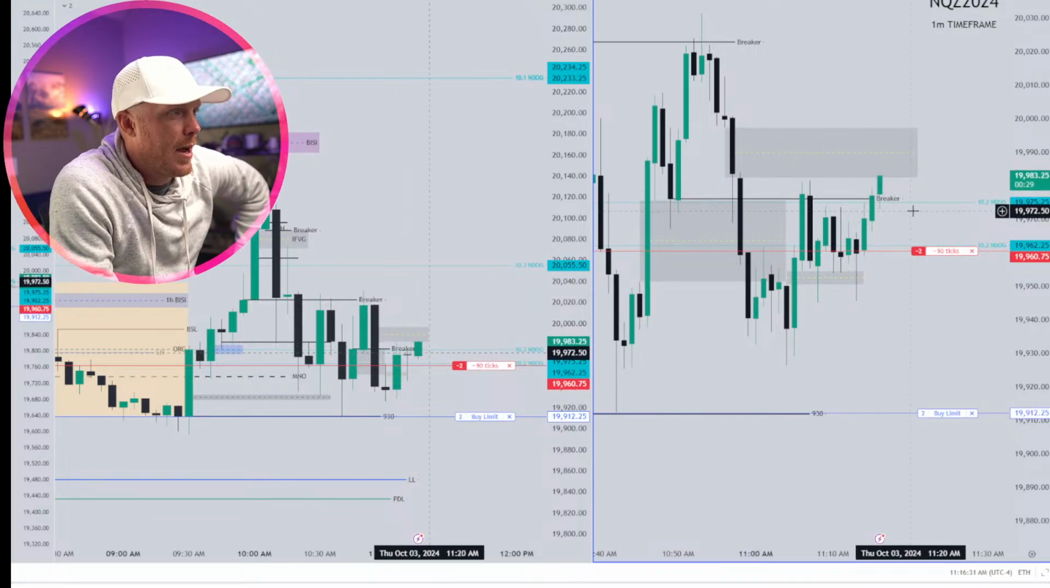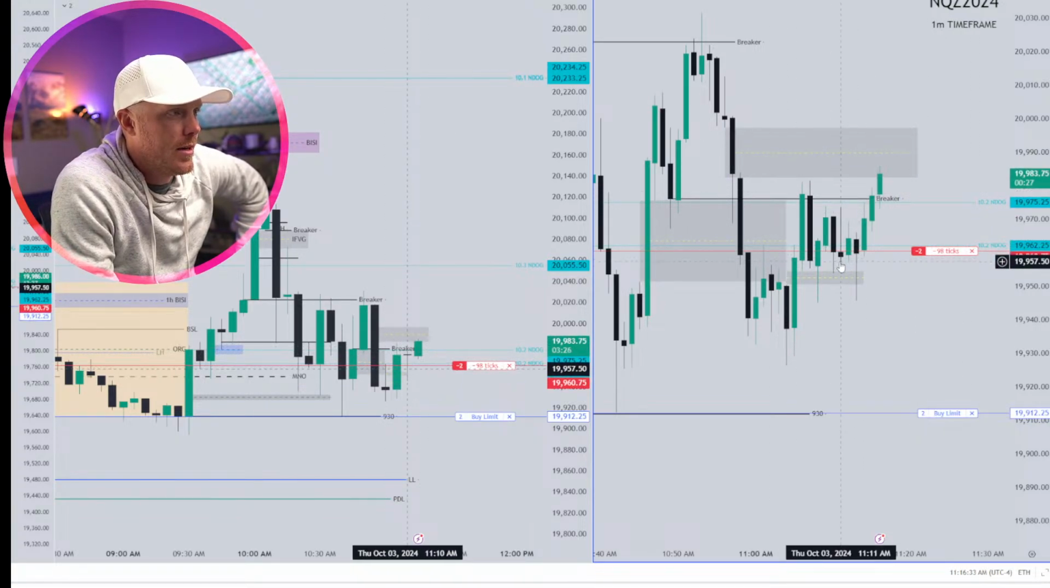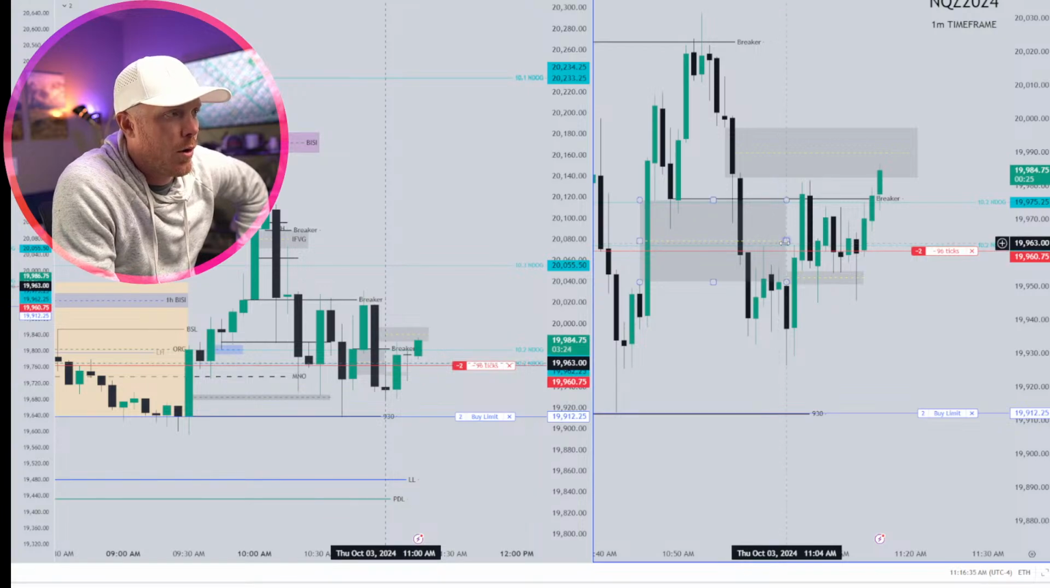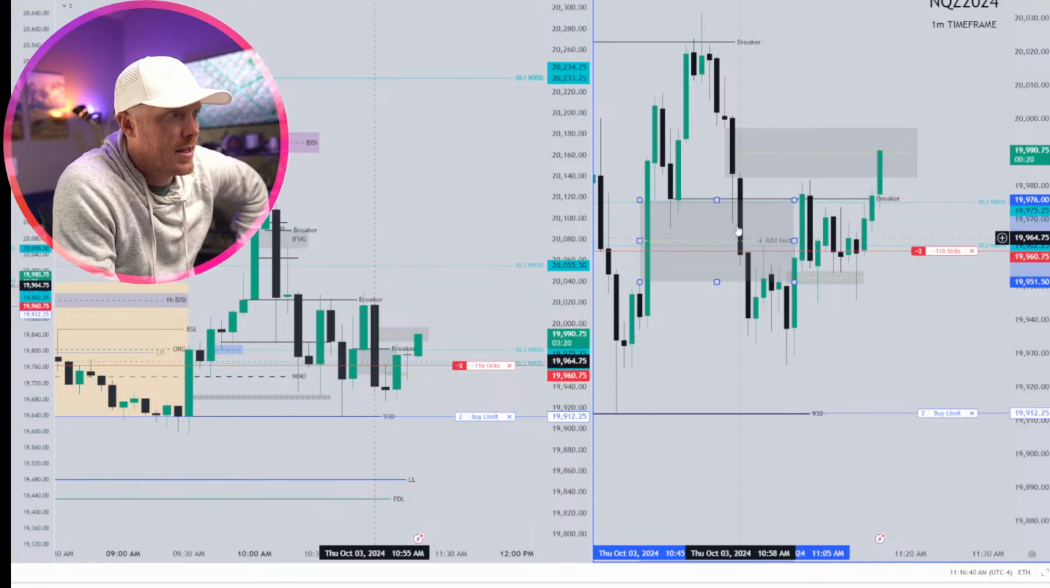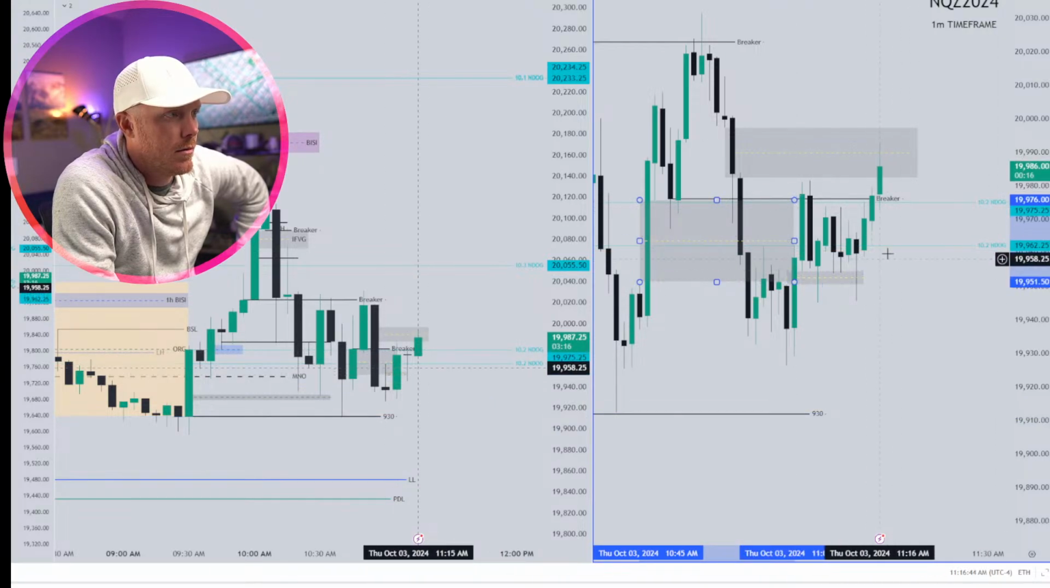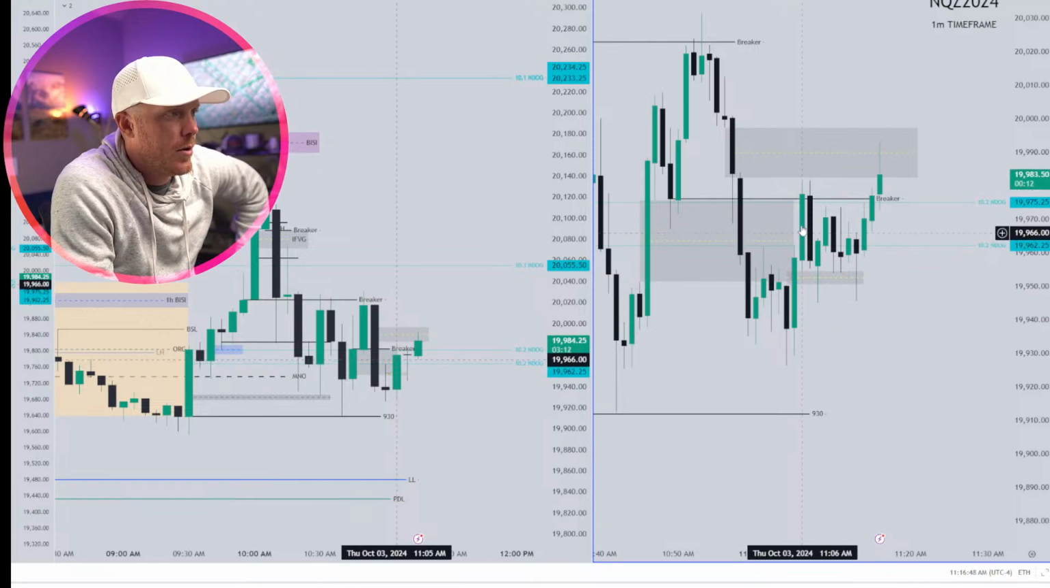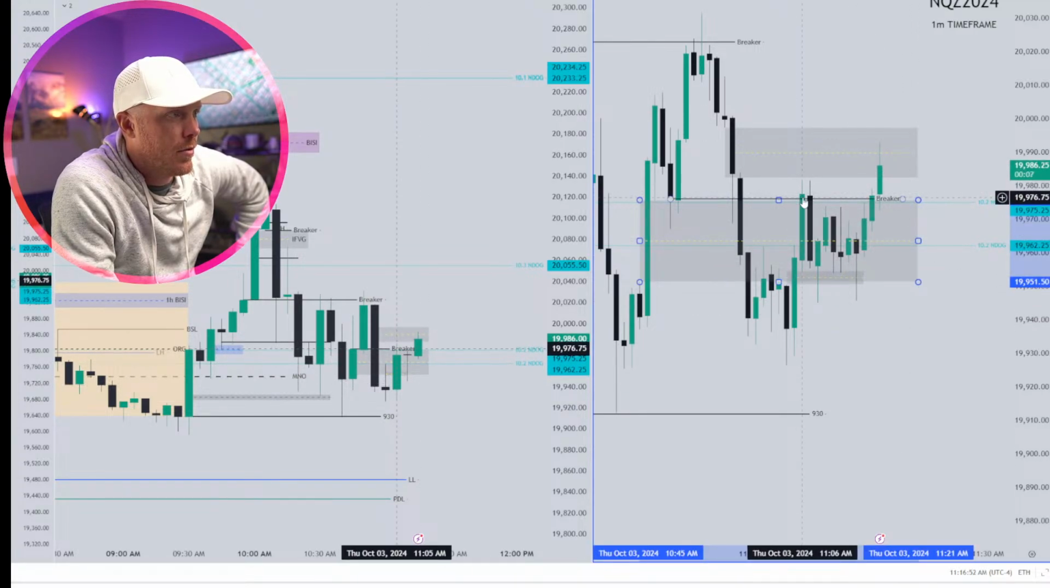But from this entry here that I took, I would have already been out. I've already been out because it violated this inversion fair value gap here. So this trade, there it is. It just failed right there. So this trade would have been invalid when it ran above this level here.